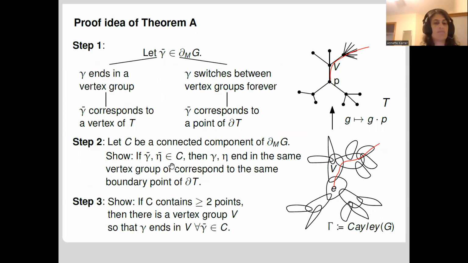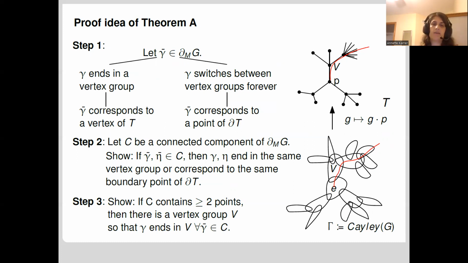Now I would like to say something about the proof idea. Essential is here that we can use the tree, the Bass-Serre tree, to describe the behavior of geodesic rays. If we have an equivalence class of a geodesic ray in the Morse boundary, then representatives will either end in a vertex group or switch between vertex groups forever. In the first case, the equivalence class corresponds to a vertex of the tree, and in the second case, it corresponds to a point in the boundary of T.